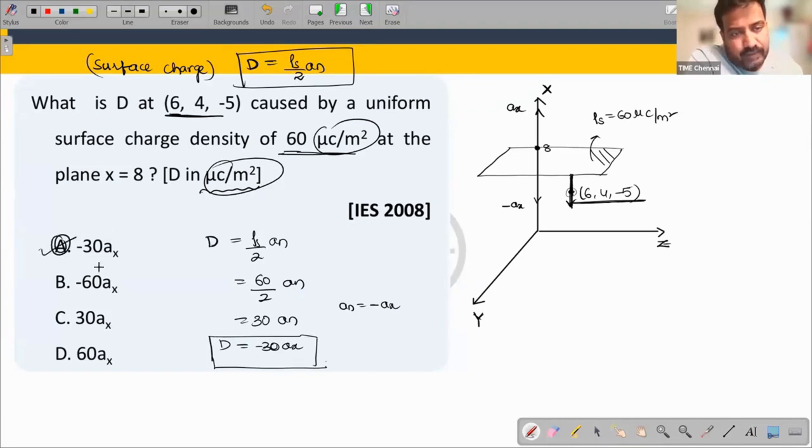Option A is the answer. Now, suppose the point, instead of 6 comma 4 comma minus 5, is 9 comma 4 comma minus 5. Now what is the answer? Tell me. So what is the answer? Someone please type your answer. Instead of 6 comma 4 comma minus 5, if it is 9 comma 4 comma minus 5, then what will be the answer?